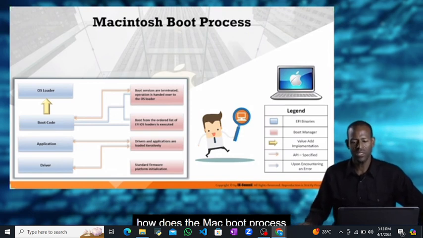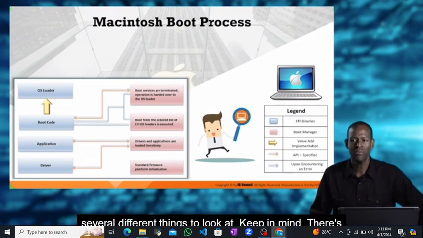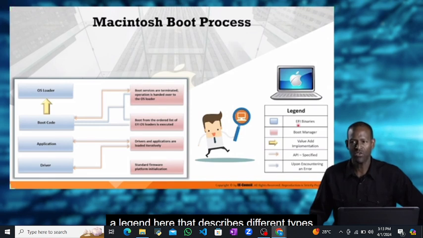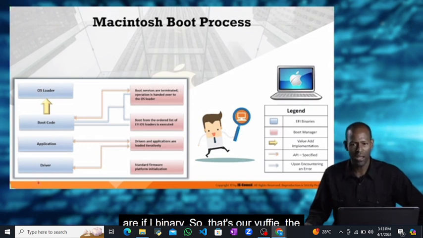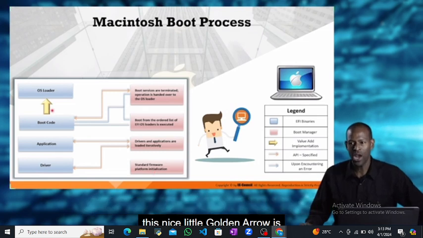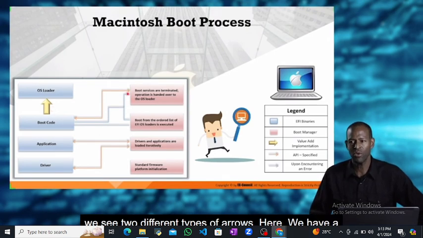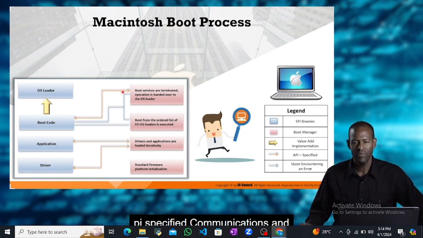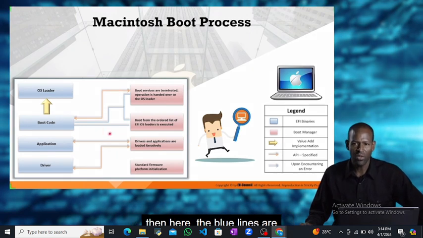All right, so right before you, in your investigation, you have sitting on the desk a Mac. So how does the Mac boot process work? Well, first of all, we have several different things to look at. Keep in mind, there's a legend here that describes different types of files. The blue ones we see here are EFI binaries, so that's our UEFI. The salmon colored ones here are the boot manager. And this nice little golden arrow is a value add. We see two different types of arrows here. We have API specified communications, and then the blue lines are if there is an error.